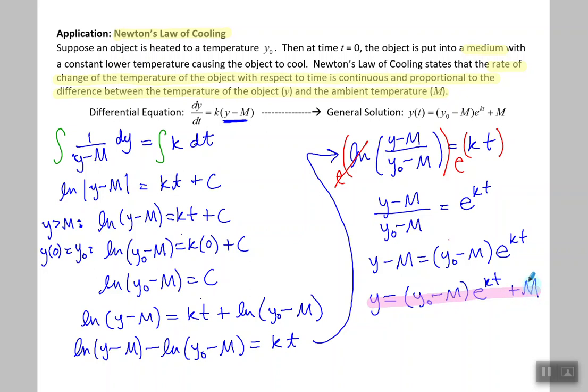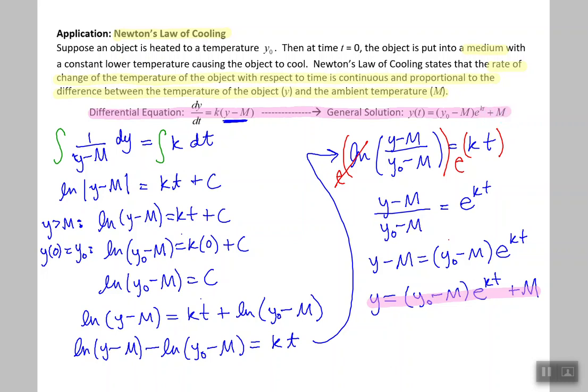Most importantly, it's important to remember that for Newton's law of cooling, or inhibited decay, we start with the differential equation dy/dt equals k times y minus m, and end with the general solution y of t equals y sub naught minus m times e to the kt plus m.